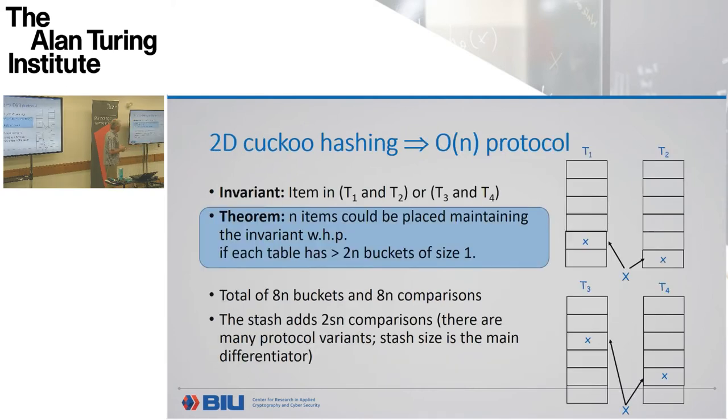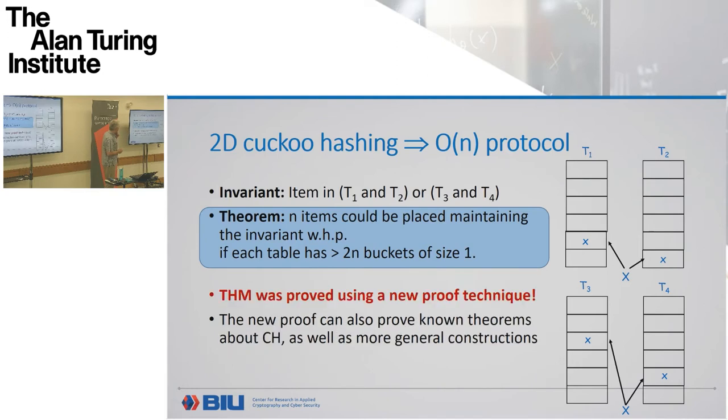And the new proof shows that this works with high probability. And we'll have the total of 8n bins or buckets because each table has 2n bins. And we can do it with 8n comparisons. And there are a few variants. So this theorem was proved using a new technique. Probably won't have time to describe it, but it's a new proof technique that can also be applied to prove the original versions of Cuckoo hashing, as well as more general constructions, which are like generalizations of Cuckoo hashing.